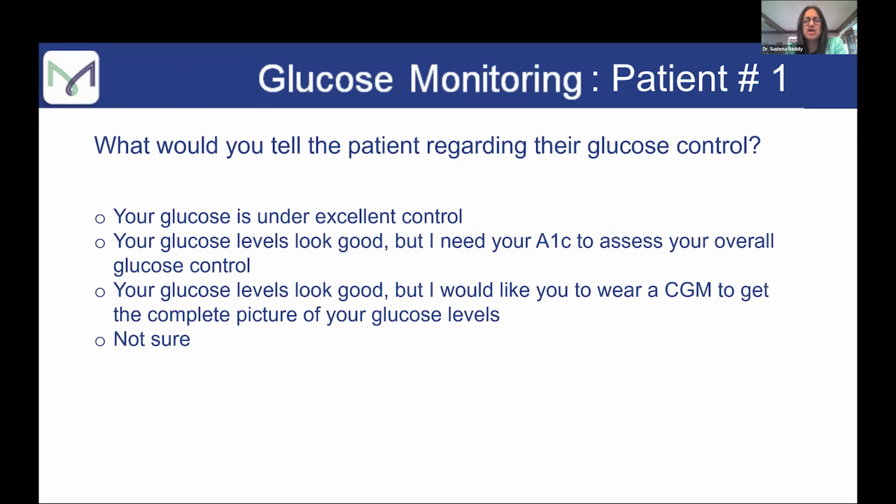And you can see the poll options. You'll see the poll come up in just a minute. You have 4 options there. Your glucose is under excellent control. Your glucose levels look good, but I need your A1C to assess your overall glucose. Your glucose levels look good, but I would like you to wear a CGM to get the complete picture, or not sure. So go ahead and let us know what you would tell the patient.